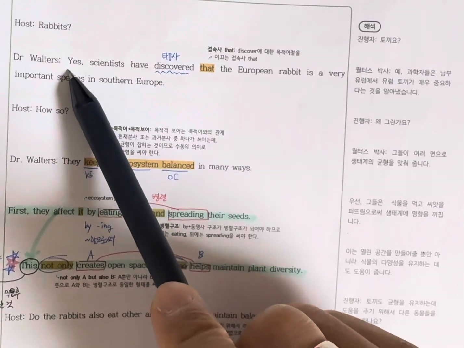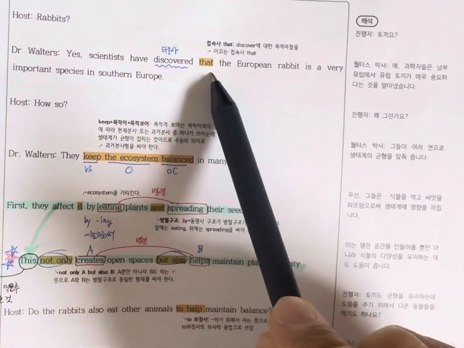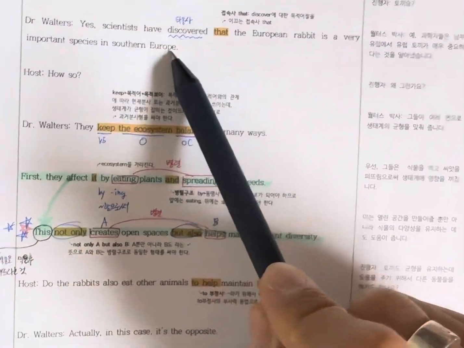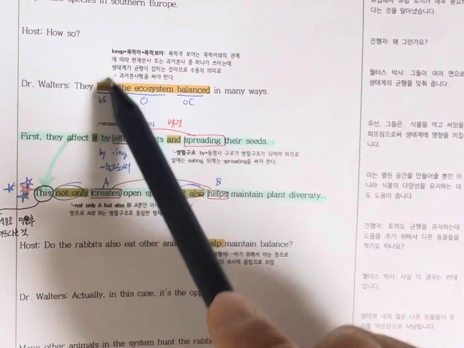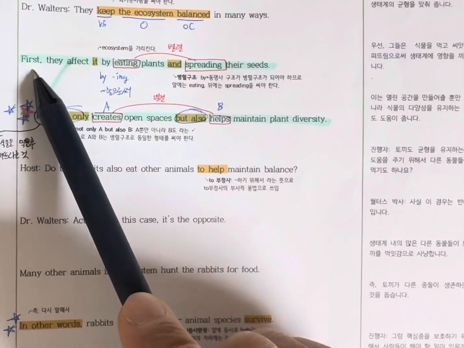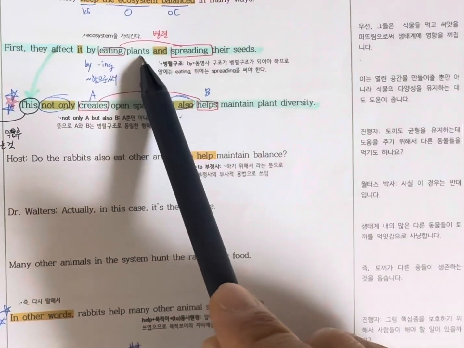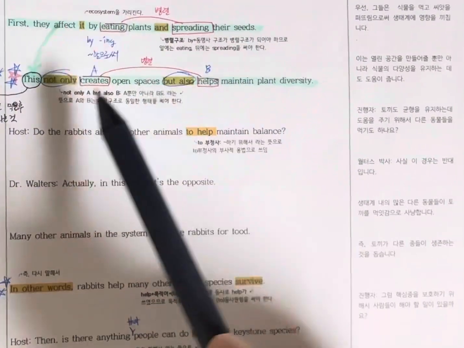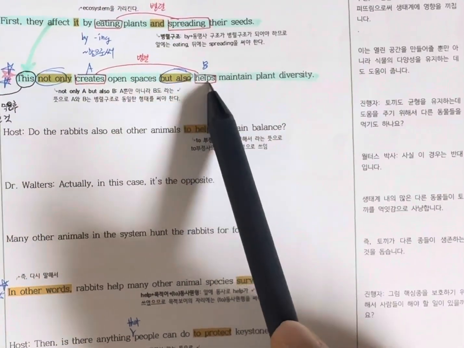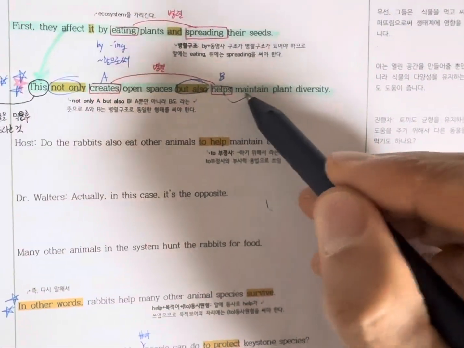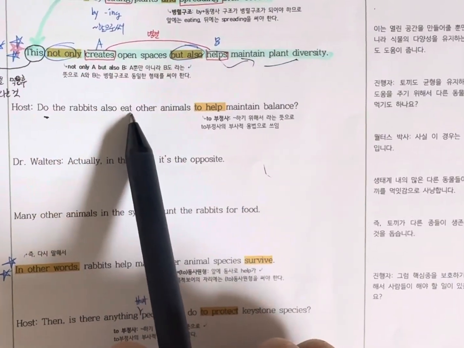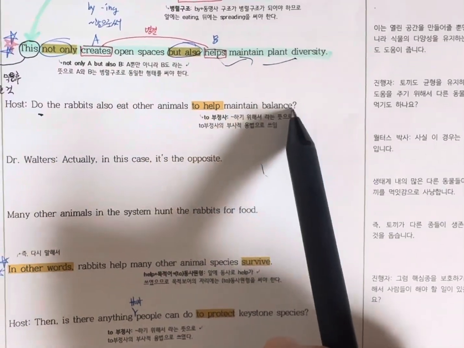Rabbits? Yes, scientists have discovered that the European rabbit is a very important species in Southern Europe. Oh, how so? They keep the ecosystem balanced in many ways. First, they affect it by eating plants and spreading their seeds. This not only creates open spaces, but also helps maintain plant diversity.